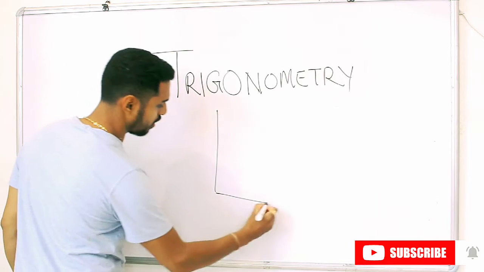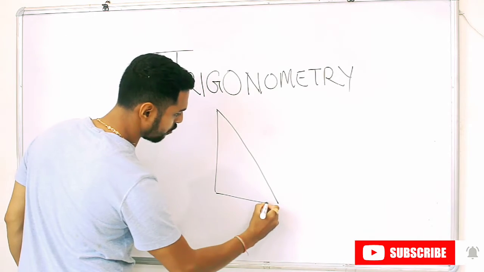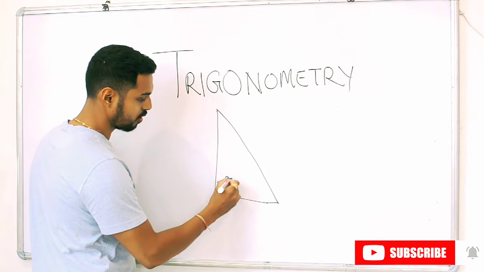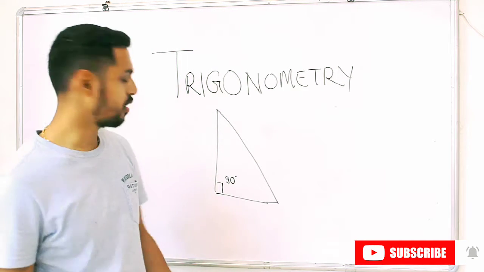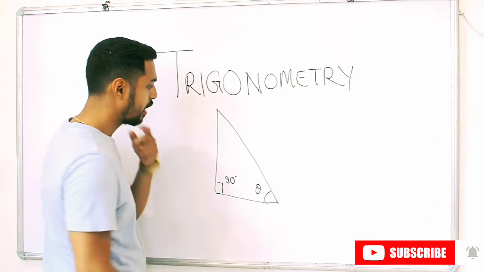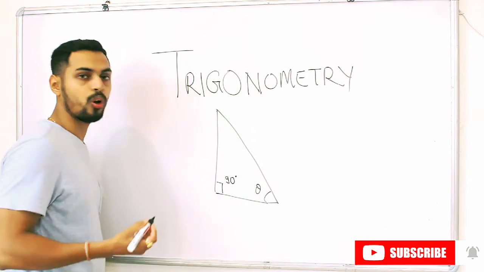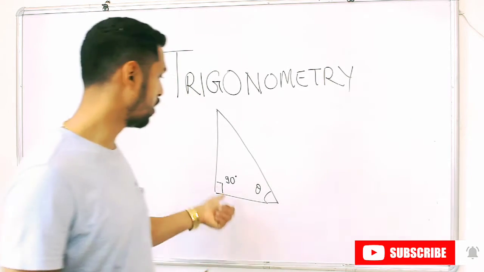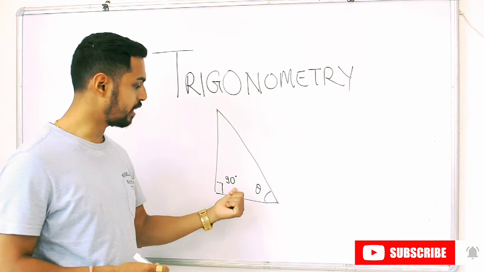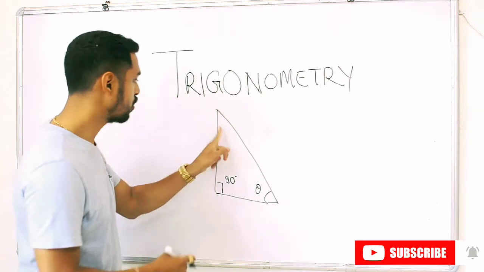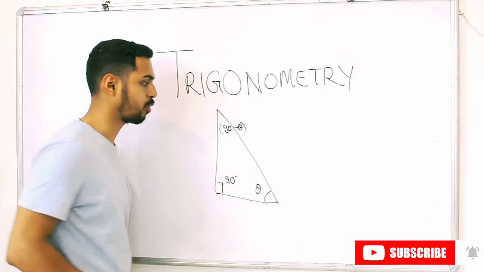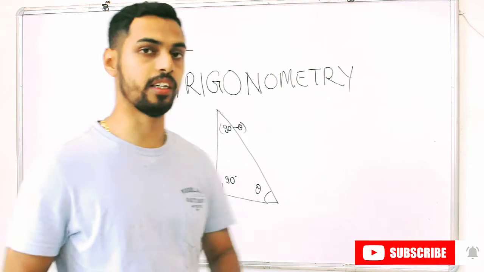So firstly, in trigonometry we have a right angle triangle, of which this will be your 90 degree. Okay, this will be your theta. Okay, and as we all know that the sum of the angles of a triangle is 180 degree. So 90 degree has been already taken. So this part will be 90 degree minus theta. Okay, 90 degree minus theta.